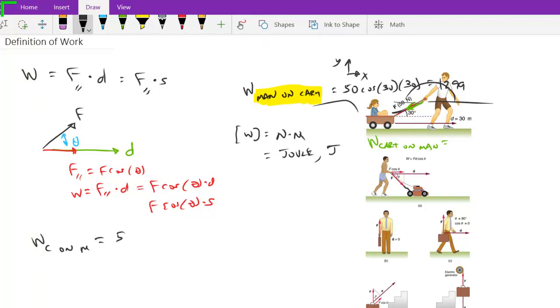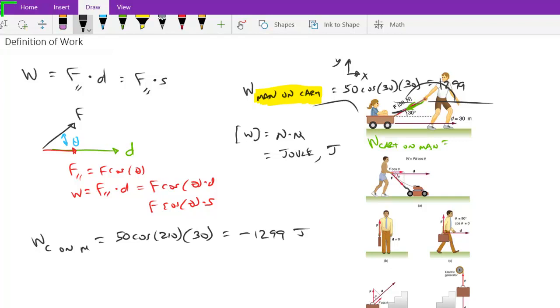So 50 cosine of 210, which, by the way, the magnitude of that will be the same as the cosine of 30, just in the negative direction. And then times our displacement, which was a positive 30. And so this would be equal to negative 1,299 joules.